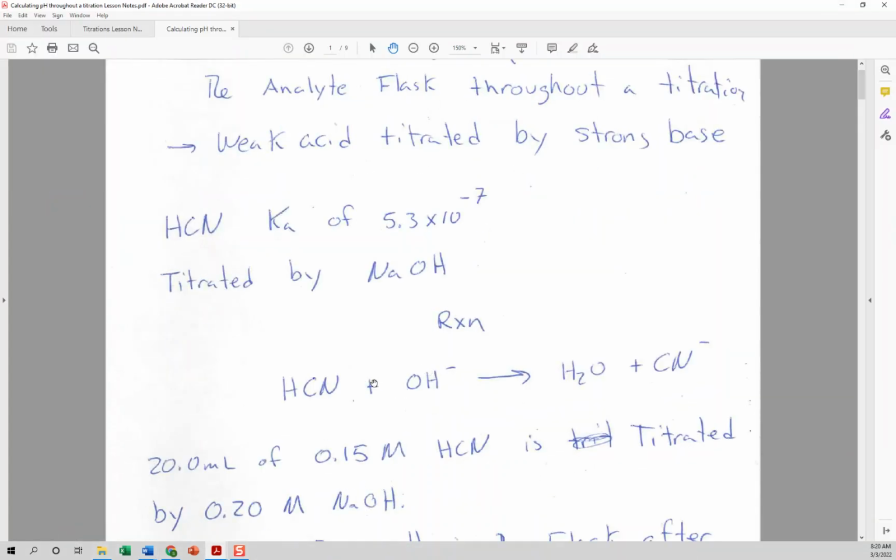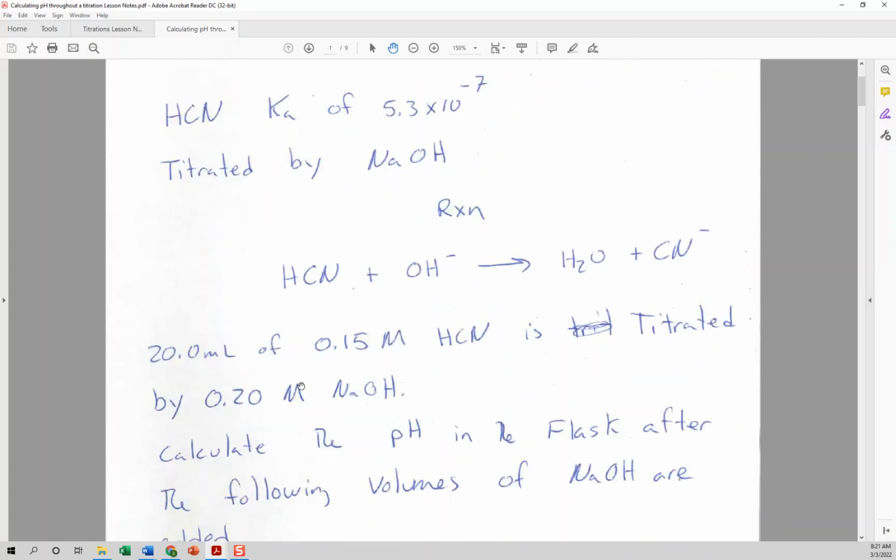So the reaction that's going on, and this reaction essentially goes to completion. Every hydroxide I add will take out one of the HCN molecules and produce water and cyanide. And what we have to recognize is cyanide is the conjugate base of HCN, hydrocyanic acid. Okay? So here's the scenario.